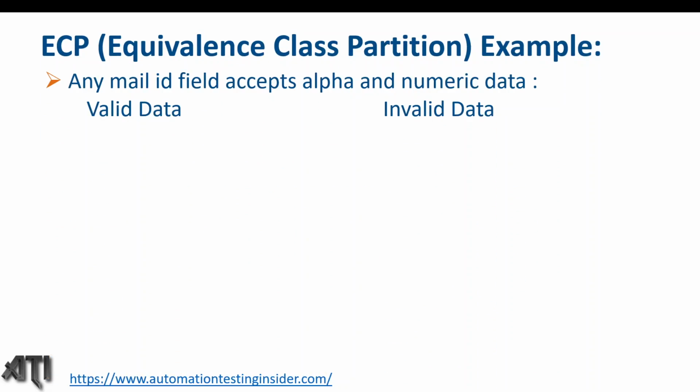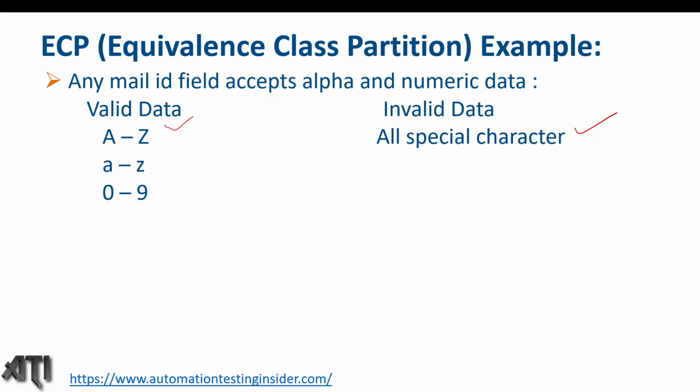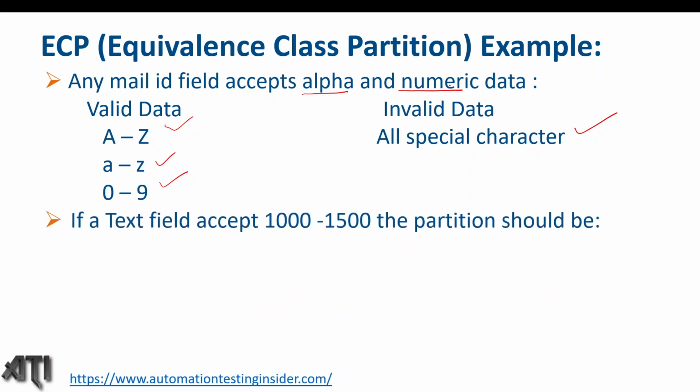Any mail ID field accepts alphanumeric data, correct? So what is the valid data here? A to Z is valid data, and all special characters are invalid data. A to Z uppercase, a to z lowercase, and 0 to 9, since it is alphanumeric, alphabetical and numeric values. So all these are valid data, and all special characters are invalid data.